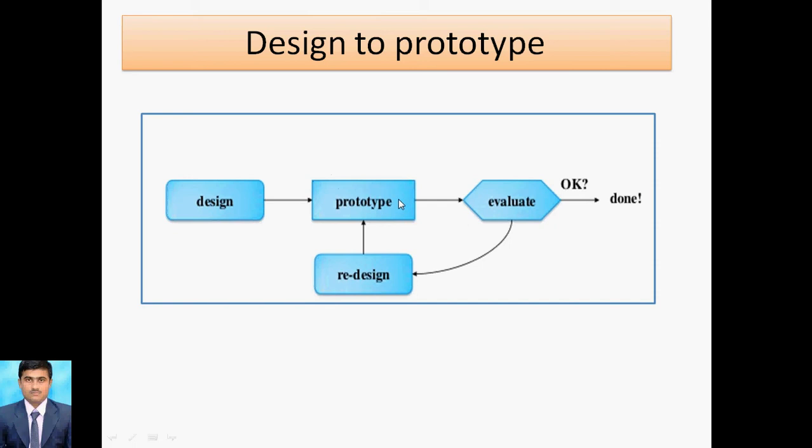In prototype we can use different sources of technologies, or otherwise we can go for traditional prototyping. In that you can use composite or metal, or traditional methods like casting and forging. And then you can check the functionality by different physical testing. After that, if some problem is there, then you can go for a redesign, and then go for the prototype again, and then format for evaluation. If it is okay, then it is done. So this is the process for design to prototype.